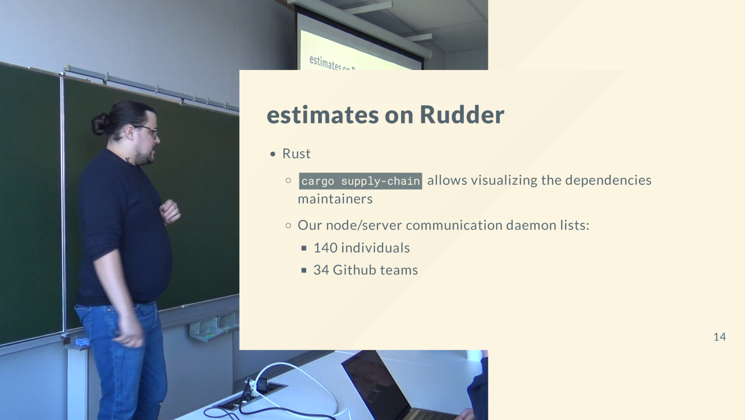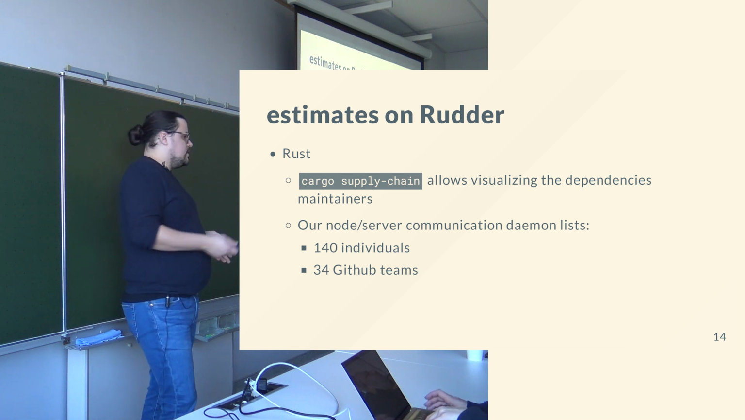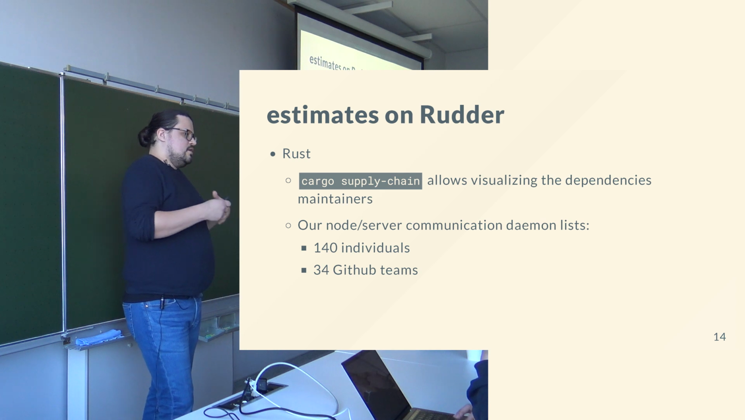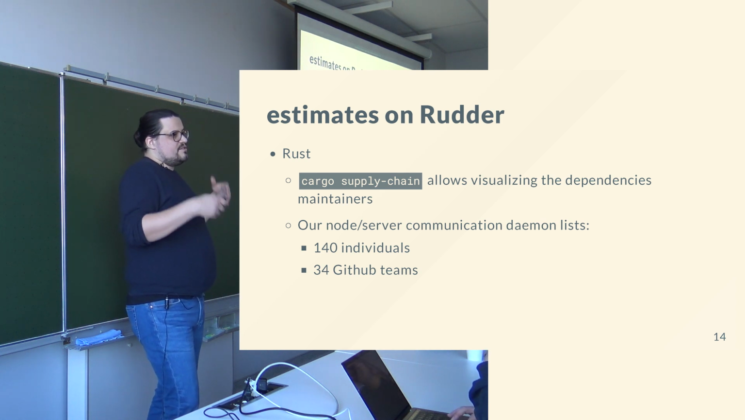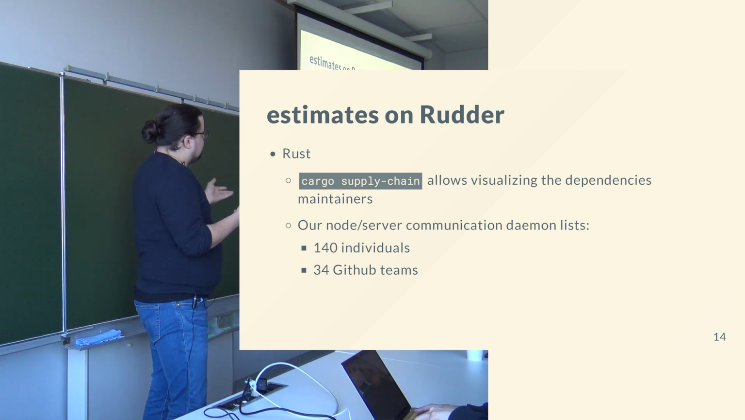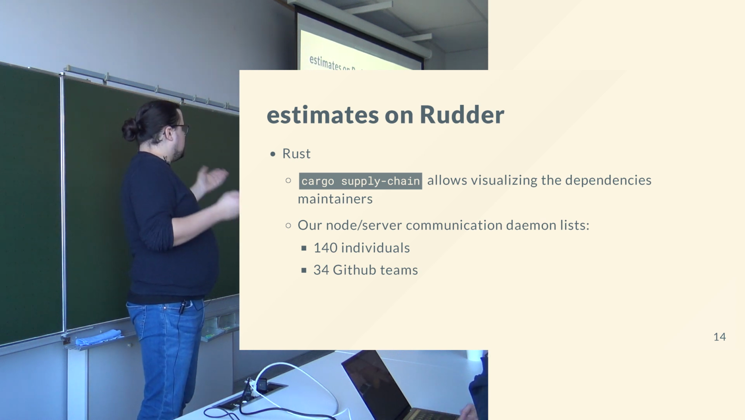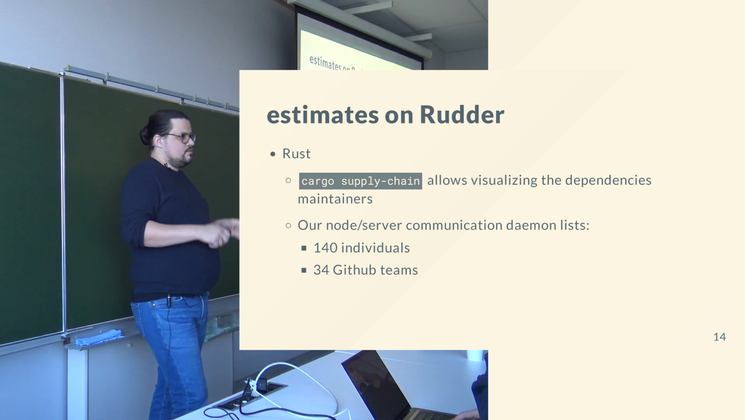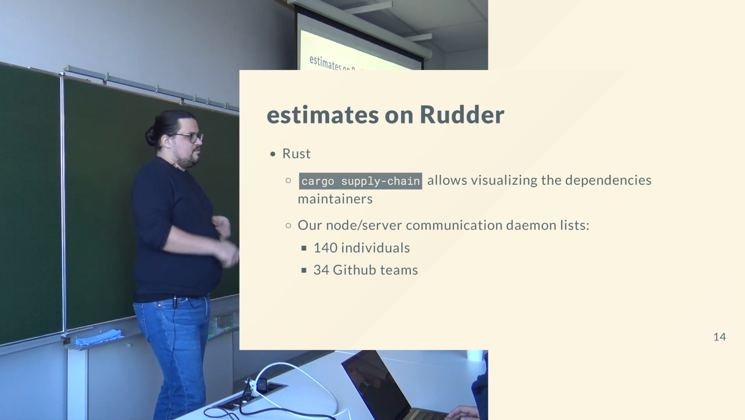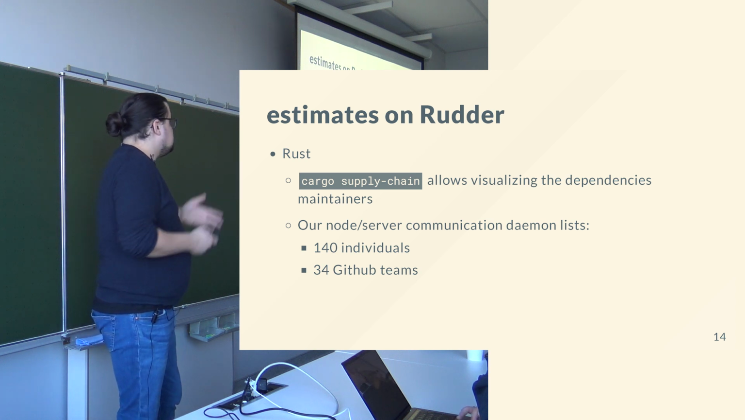Just to give you a quick estimate, I took one of the daemons we have in Rudder, which is written in Rust, and I ran the cargo supply chain command on it, which is a command that scans all dependencies for the list of people who have release access on these dependencies. And I found that for this particular program, which is kind of critical as it handles the communication between nodes and servers, we have 140 individuals with release access to these dependencies and 34 GitHub teams of people we generally don't know anything about. And we basically trust them.